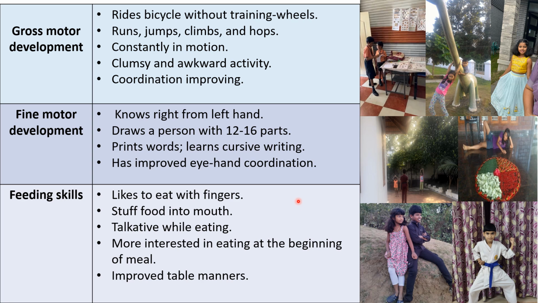About the feeding skills, they like to eat with fingers. Sometimes in the initial ages they stuff food into their mouth. Later on there is improved table manners for the schooler. Initially in the schooler period they are talkative while eating, and later on when they learn the table manners they will keep quiet while eating. They are more interested in eating at the beginning of the meal.